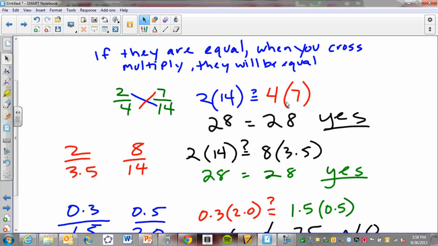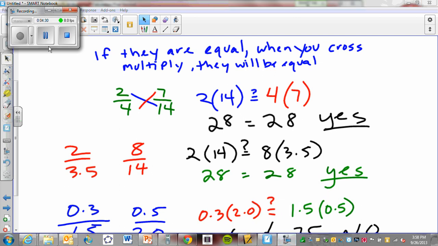If they are not even, it will tell you which one is bigger. In this case, 2 times 14 is 28, and we want to know if 4 times 7 is 28. They do equal, they are the same. Here we have 2 over 3.5 and 8 over 14. So we do 2 times 14 here on the left, and 3.5 times 8 over here on the right. 28 equals 28. Those are equivalent.